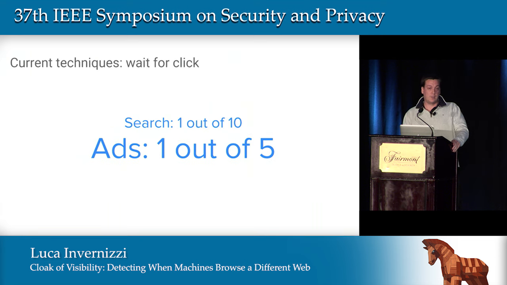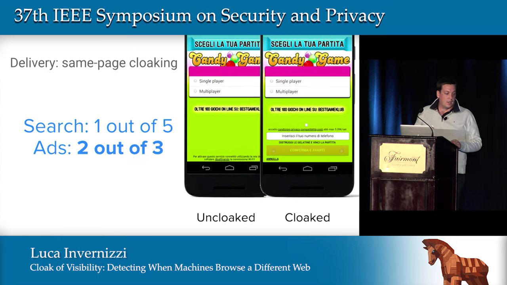And also, a lot of cloaking sites wait for clicks. So a user interaction has to be there in the anti-cloaking pipeline. Otherwise, you'll not see the real content. Talking about delivery of the uncloaked content, ads have a preference for delivering the content on the same page and not redirecting. That's what search does. And sometimes cloaking can be really subtle.